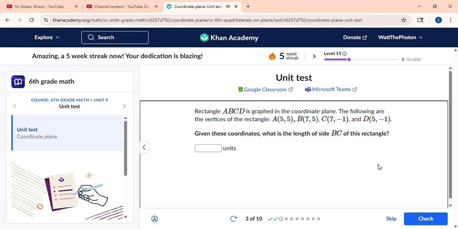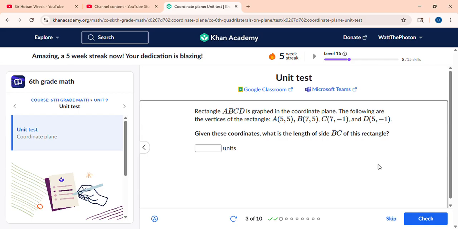Rectangle ABCD is graphed in the coordinate plane. The following are the vertices. Given these conditions, what is the length of side BC of the rectangle? 5, 5, 7, 5, 7, 1, 5, negative 1. So we have a delta of 2. Then we have negative 6, or we have positive 6.